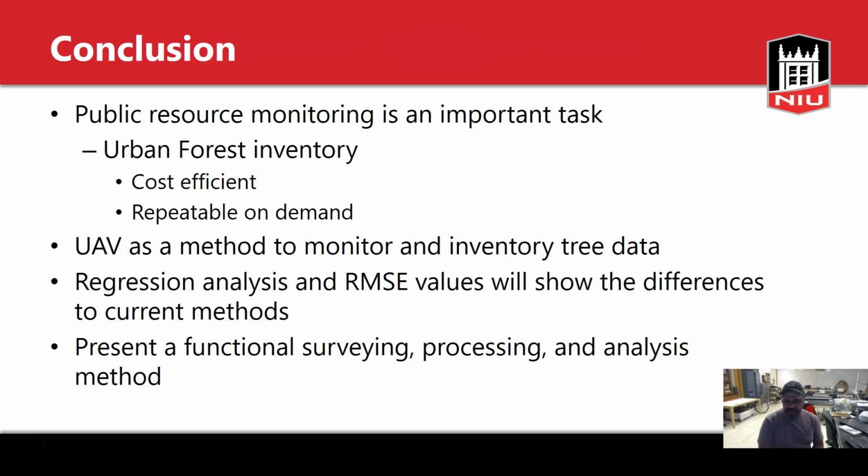So that brings us to the basic conclusions that public resources monitoring is a very important thing, and one of these aspects is the urban forest inventory. But in order to monitor the urban forest, you need to have a method that is cost efficient and repeatable on demand so you can get that temporal resolution very low. I think that this UAV method will be a reasonable method for monitoring and inventorying tree data. And I think the regression analysis and root mean squared values will show that there are differences between previous methods and the new UAV-based method. And I think this will allow us to present a functional surveying, processing, and analysis method.